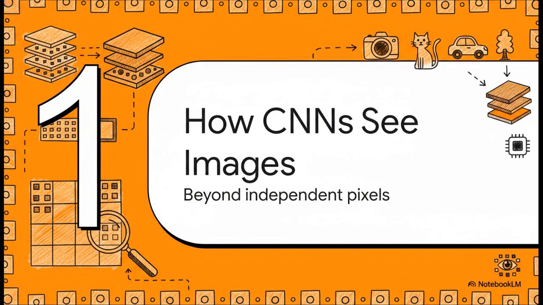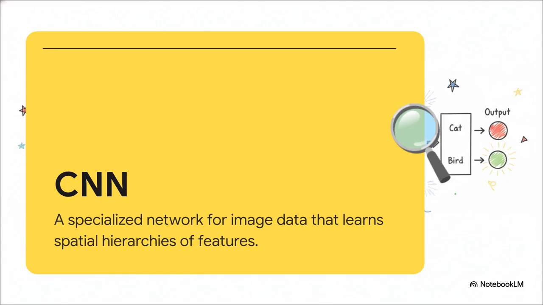All right, section 1, how CNNs see images. We are moving beyond independent pixels. So what is it? Well, a convolutional neural network, or CNN for short, is basically a specialized neural network explicitly designed for image-like data. And the absolute magic phrase you want to remember here is spatial hierarchies. Instead of treating every pixel like some isolated island, a CNN acts like a highly methodical detective. In its early layers, it's just looking for really simple local patterns, a sharp edge here, a change in texture over there. Then, as we move deeper into the network, it starts combining those simple edges into shapes, and eventually it combines those shapes into whole objects.